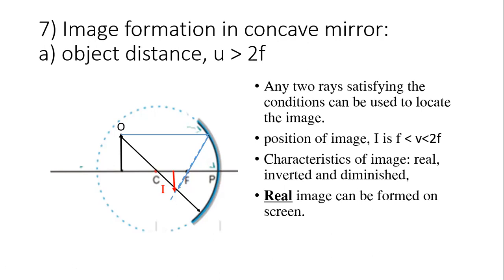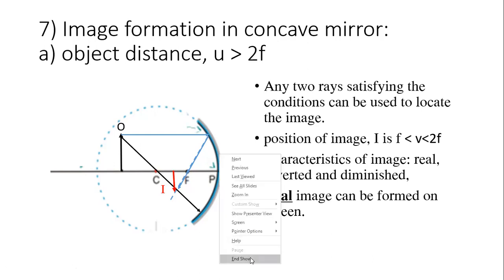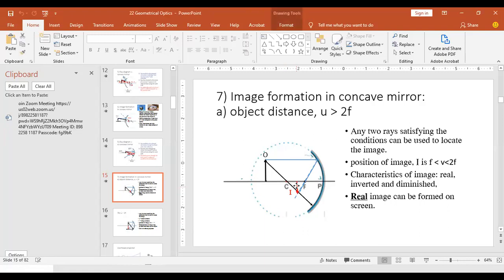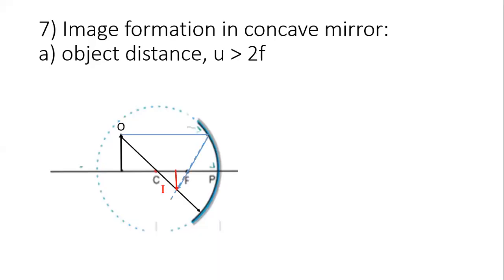Teacher, the 2F is which one? There's a 2F, CP. From where to? Oh, C to P is 2F. CP is 2F. Okay, okay. CP is 2F. All right.